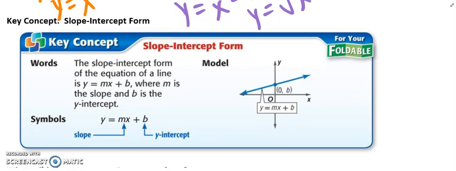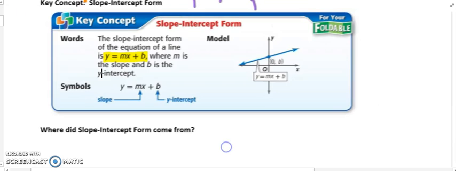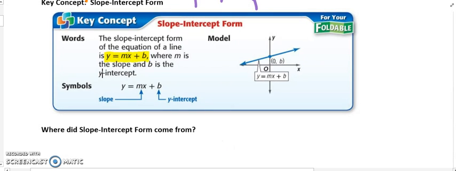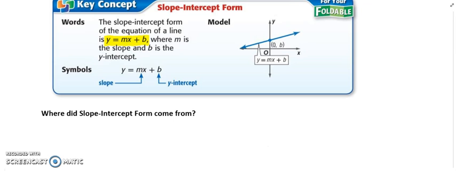Okay, so you're used to slope-intercept form, and it's very important that you know the difference in the forms. Slope-intercept form is y equals mx plus b, where m is the slope and b is the y-intercept. Where does slope-intercept form come from? It comes from slope and intercept, but it can also come from point slope form.